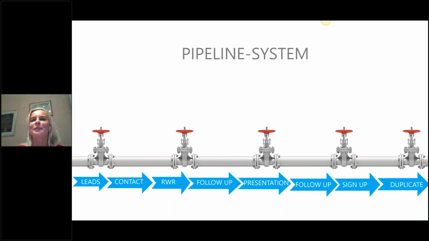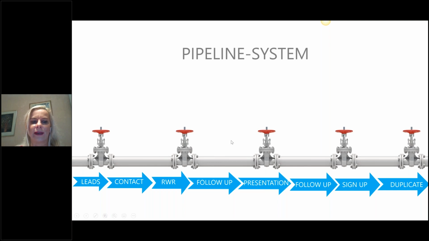So the system, the pipeline system, and this is everywhere in this industry, is to be able to find and contact prospects and leads, and then to get them to watch something, to get them to actually act on something.